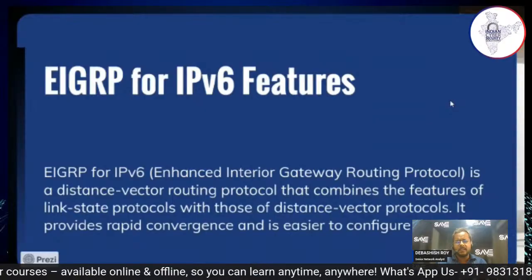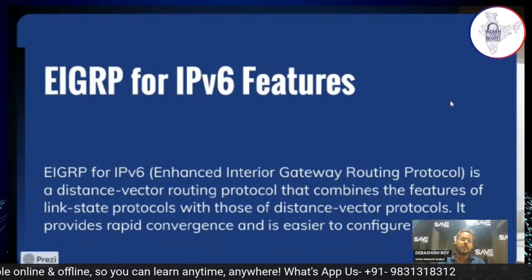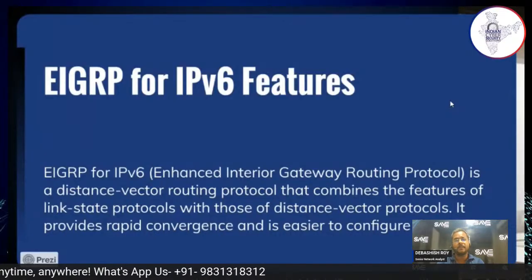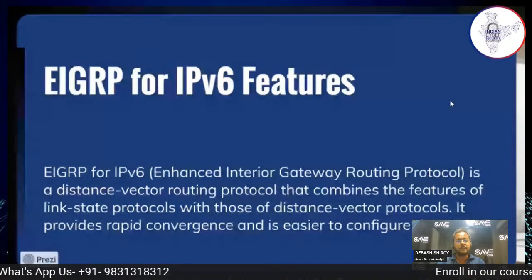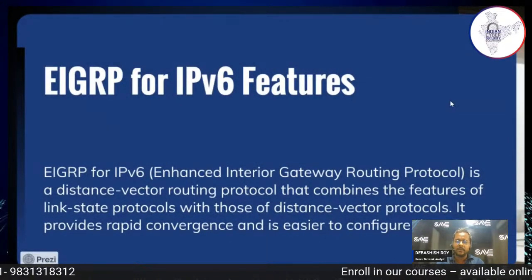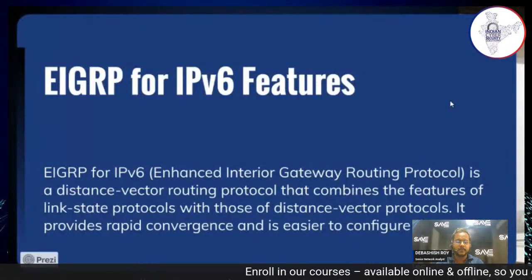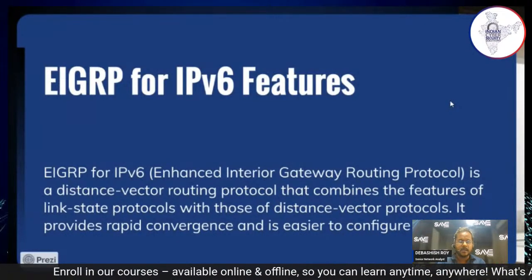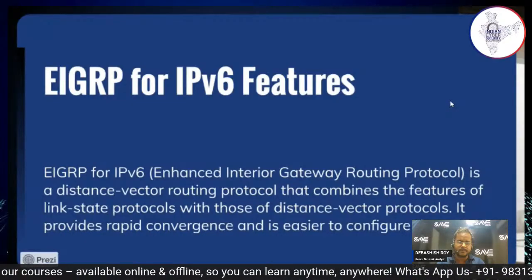Then let's come to the EIGRP for IPv6 features. EIGRP for IPv6 is a distance vector routing protocol, or rather an advanced distance vector routing protocol that combines the features of link state as well as distance vector protocols, as we know. It provides rapid convergence, and it is easier to configure than OSPF.